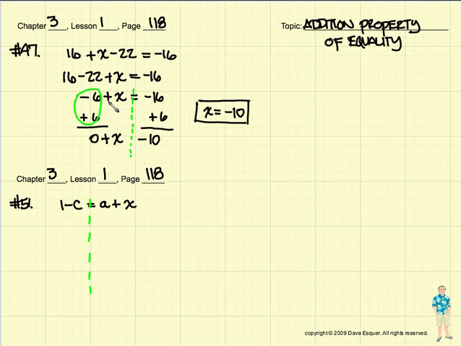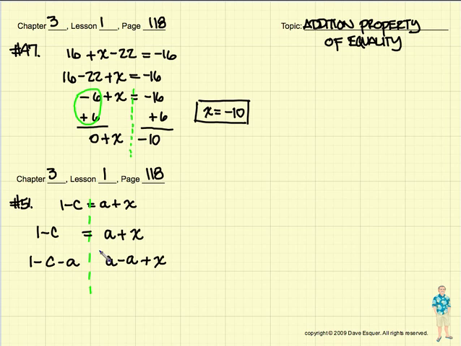Let's do this one horizontally. This one we did vertically, up and down. We talked about this in class. This one we'll do horizontally. So we're going to do 1 minus c is equal to a plus x. Well, it would be nice to get rid of this a, and the only way I know how to do that is to subtract a. But if I do it from this side, I better do it from this side.